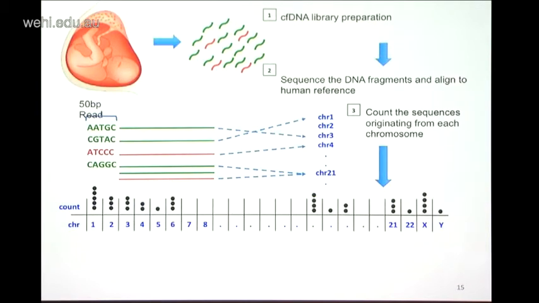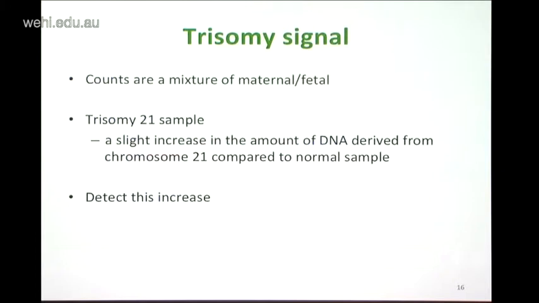So once you find out where all your reads come from, you can calculate a count for each of the chromosomes. In this little cartoon, you see the counts binned according to the chromosome. In real data, you have millions of reads. What we are looking for is the trisomy signal. But right now, all our counts are still in this maternal-fetal mixture. You can't tell whether one read is from a mother's fragment or from a fetal fragment.